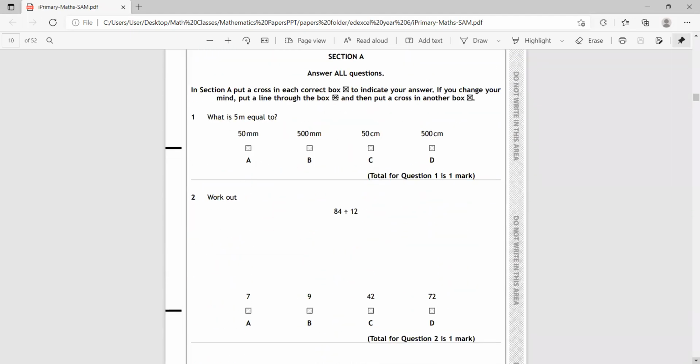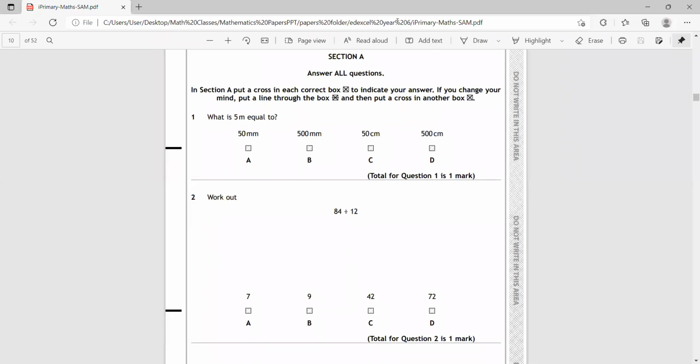Normally in the Edexcel primary papers, when they give Section A, they give an instruction. This is the instruction they give: in Section A, put a cross in each correct box to indicate your answer. If you change your mind, put a line through the box and then put a cross in another box. Let's start with the first one.